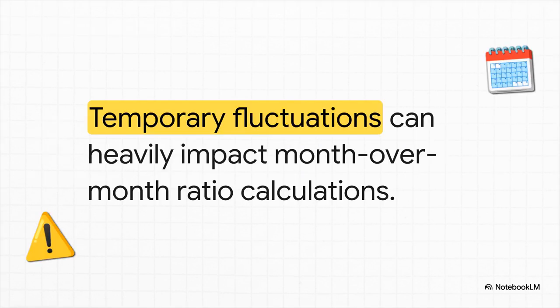But, and this is a huge but, you have got to watch out for seasonality. Temporary fluctuations can completely skew your month-over-month data and trigger a false alarm. For instance, a retail store's inventory turnover is going to look massively different in December compared to July. You always have to make sure you're comparing apples to apples when looking at time series data.